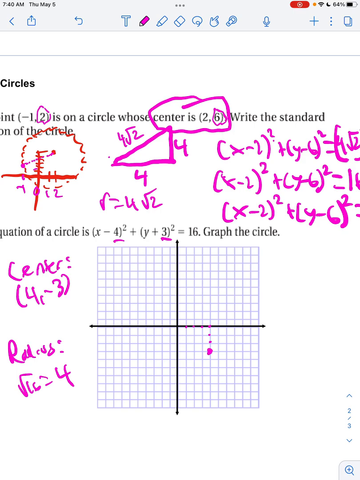So I'm going to go 4 units to the right, 4 units down, 4 units to the left, and 4 units up. And I'm going to create my circle.